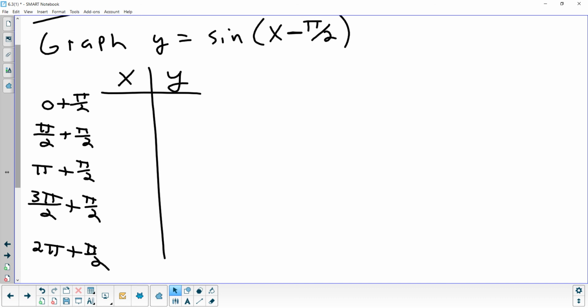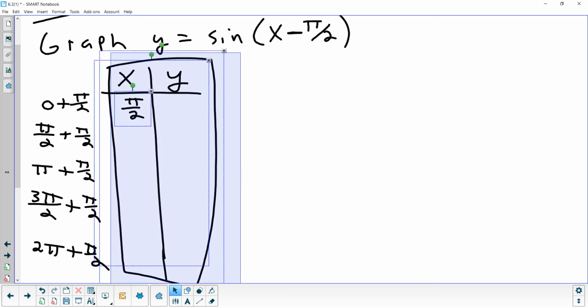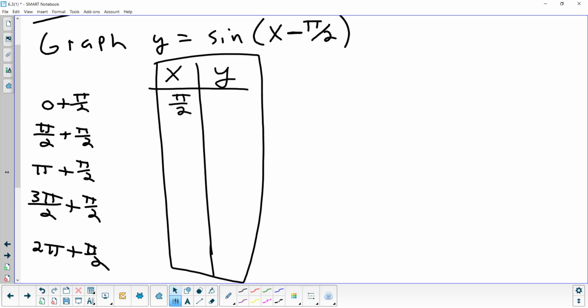No decimals in the final answer. Okay, we want to leave everything as an exact answer. So first one, that's easy. 0 plus pi over 2 is pi over 2. Next one. Pi over 2 plus pi over 2.